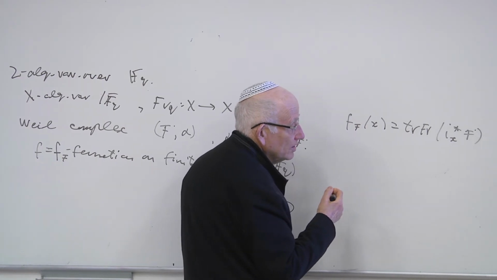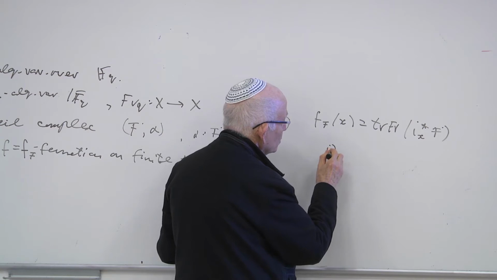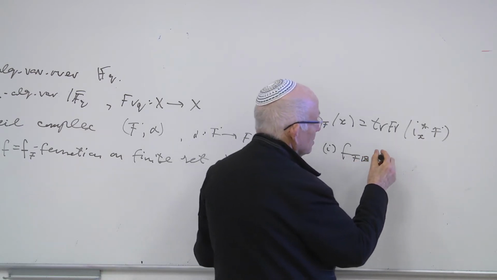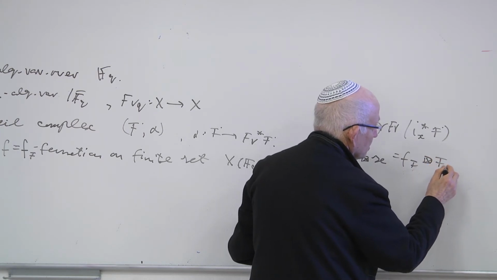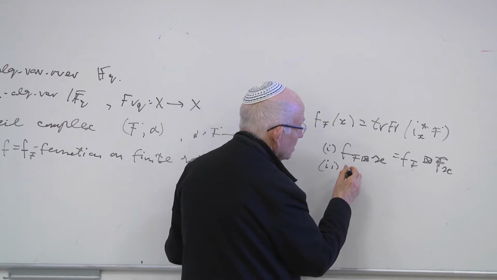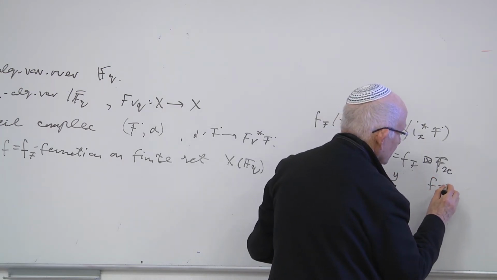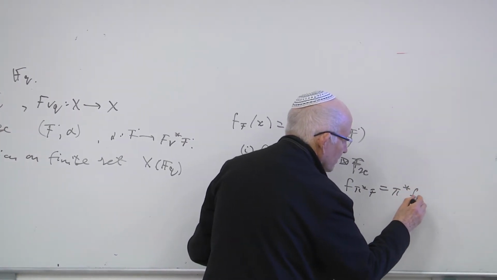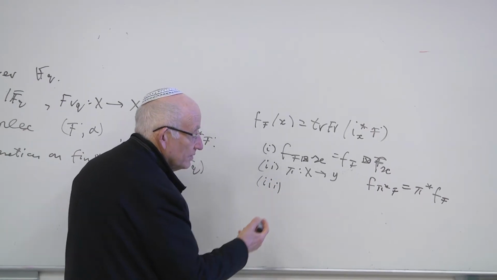And an important thing is that this operation is compatible with three major operations. First, the trivial one: f of the exterior product of F and H is equal to f of F exterior product f of H. This is a trivial thing. This is also easy: if you have a morphism pi from X to Y, then f of pi star of F is equal to pi star of f. This is just the definition. Non-trivial is what is called the Grothendieck-Lefschetz trace formula.